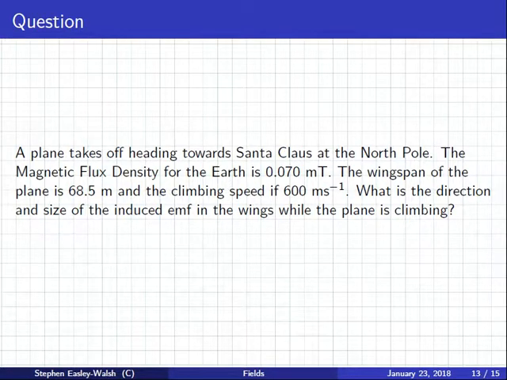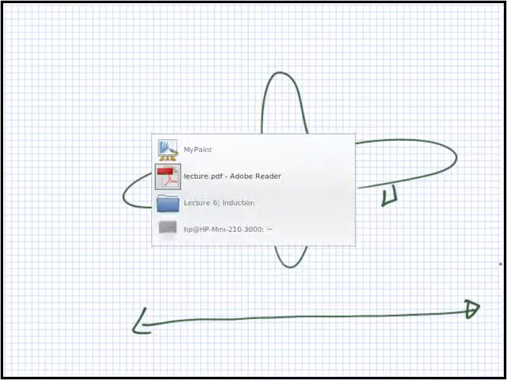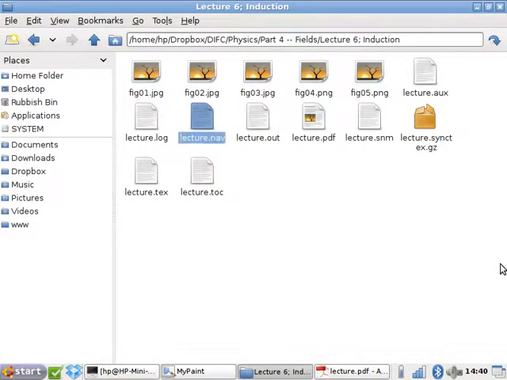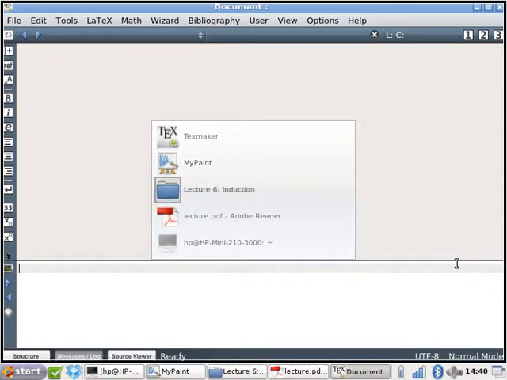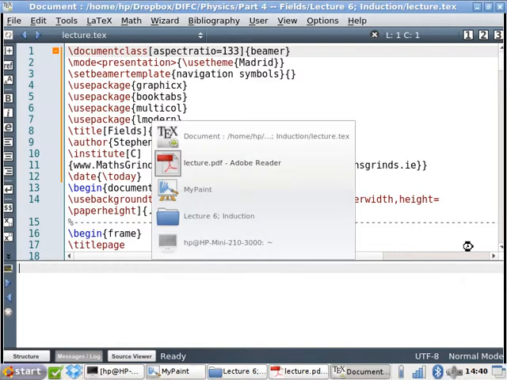The wingspan is 68.5 meters, and the climbing speed, let's just say, the climbing speed is 600 meters per second. I think I made that too big. Well, no, maybe not. Okay, maybe that is too big. Per second. I don't know, change it. What would, how quickly could a plane climb? Which plane? Well, like take a passenger plane. An F-22, I don't think is 68.5 meter wingspan.